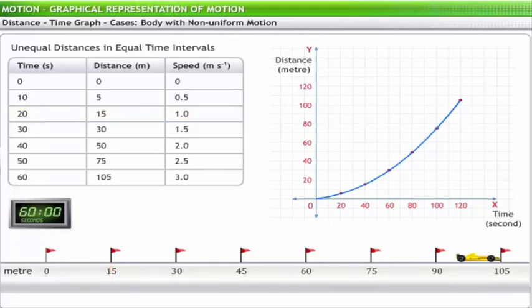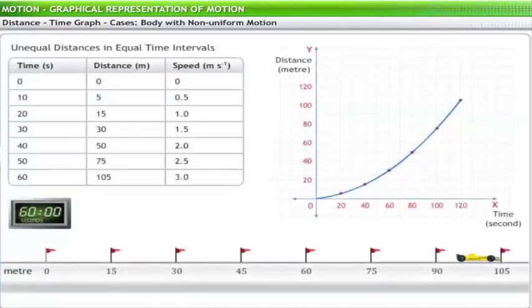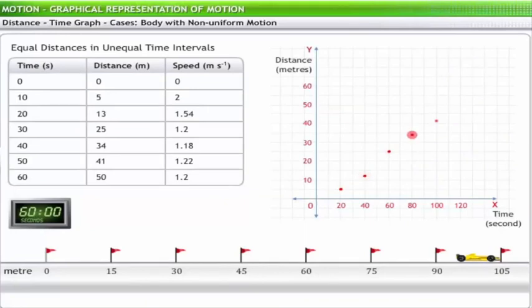We observe that the speed of the body increased with time at a constant rate. Hence, we can say that the body moves with uniform acceleration. Thus, for a body with uniformly accelerated motion, the distance-time graph is in the shape of a parabola. Now let us consider a body moving unequal distances in equal time intervals. As you can see, a graph plotted based on the data provided again shows a curve.